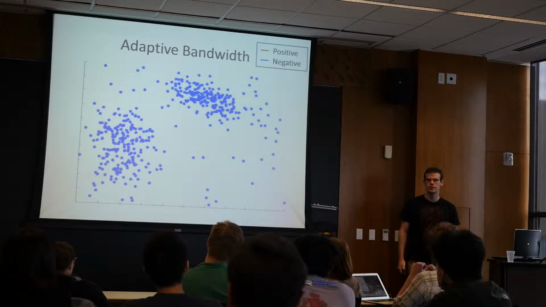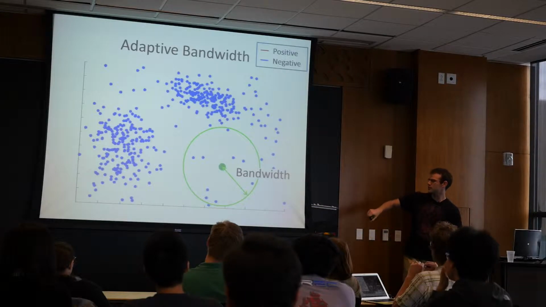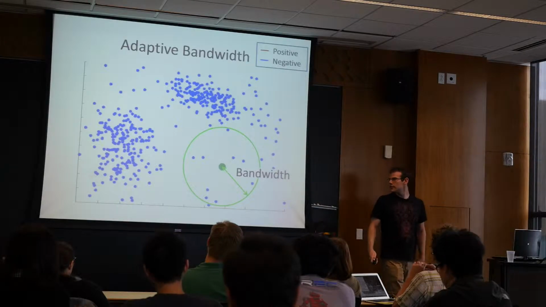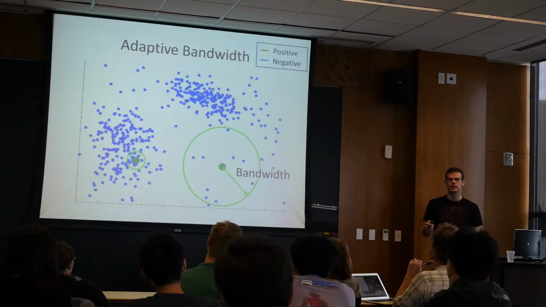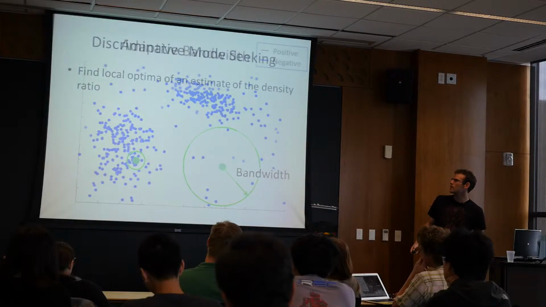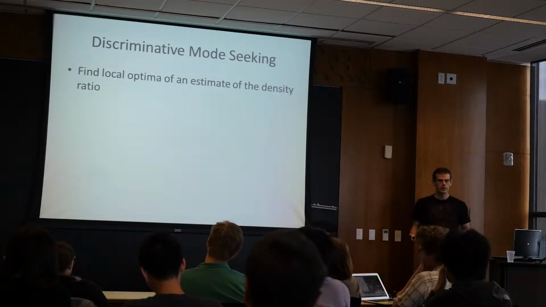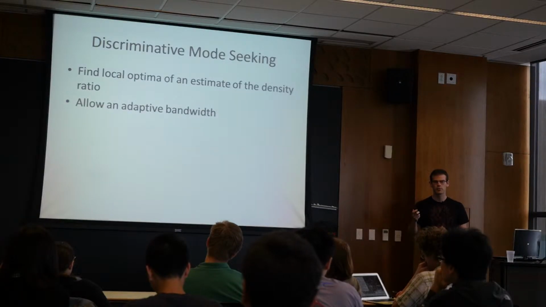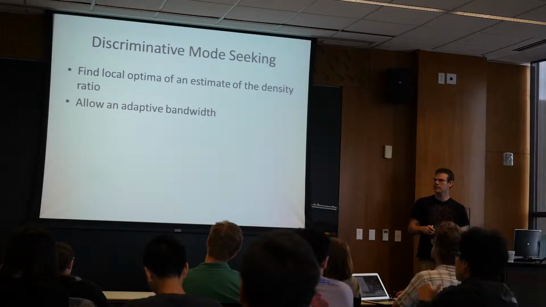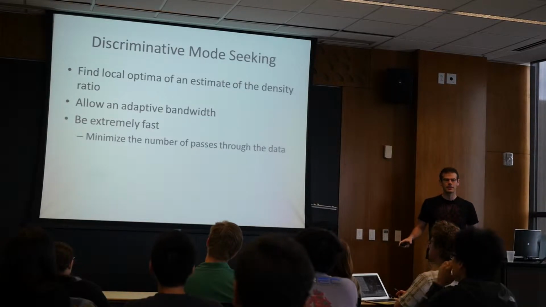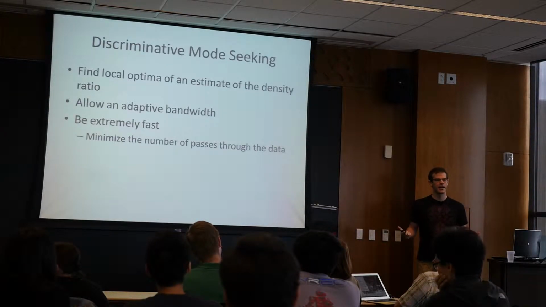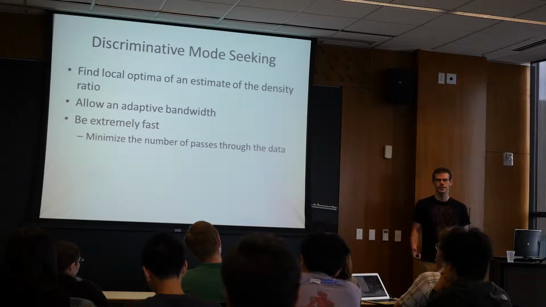So to deal with this, we're going to use an adaptive bandwidth. Specifically, we're going to use a large bandwidth for our kernel density estimate in the regions where we have few negative patches, and a small one in regions where we have lots of negative patches. So to summarize, we're going to find the local optima of an estimate of the density ratio, and we're going to allow an adaptive bandwidth. And one thing that I've kind of swept under the carpet, we need to be extremely fast in this procedure. We want to ideally have just one pass through the data, because with 10,000 images and 10,000 patches per image, we have 100 million patches, and that doesn't fit in memory.